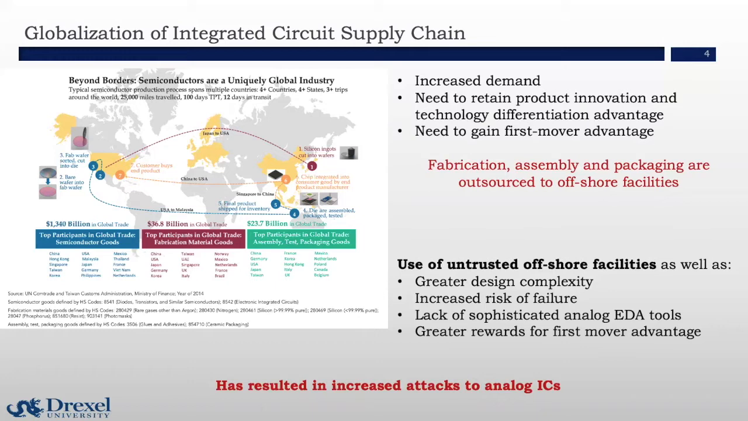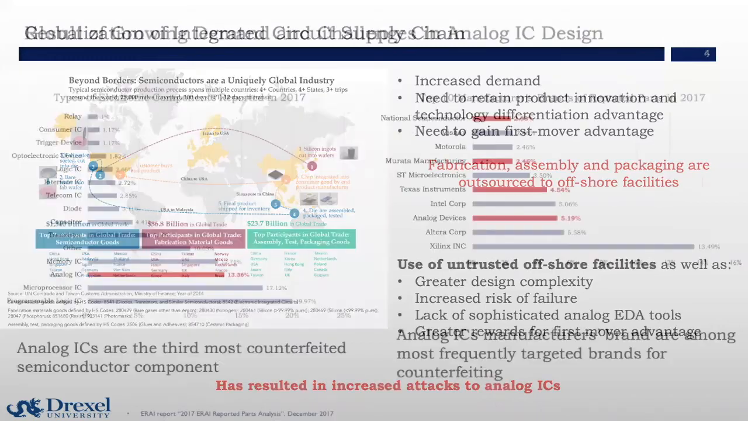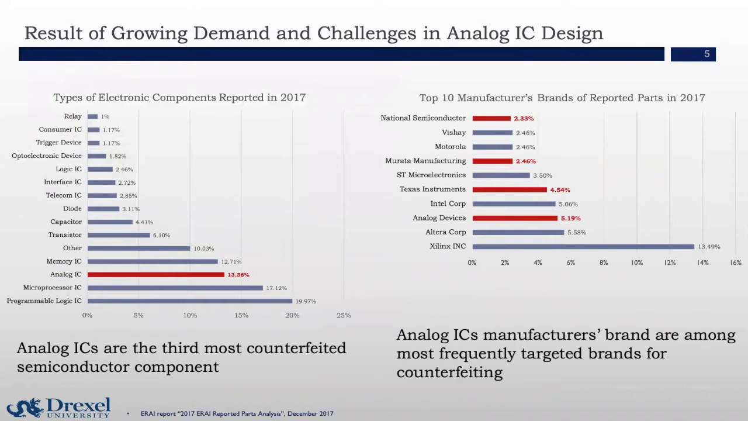So the use of offshore facilities, coupled with the greater complexity in designing analog circuits, the greater risk in fabricating analog circuits, lack of analog EDA tools, and greater reward for the first mover advantage, has motivated attackers to attack analog circuits. Due to this, analog ICs are the third most counterfeited semiconductor component, and analog IC manufacturing brands are among the most frequently targeted brands for counterfeiting.